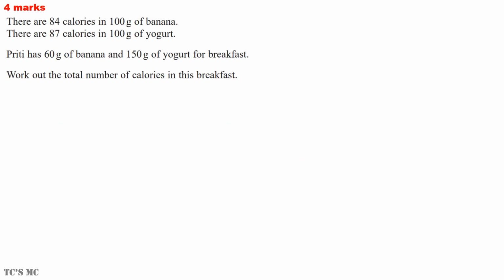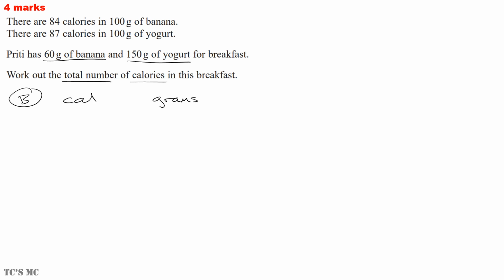There are 84 calories in 100 grams of banana. There are 87 calories in 100 grams of yogurt. Preeti has 60 grams of banana and 150 grams of yogurt for breakfast. Work out the total number of calories in this breakfast. Start with the banana. We're working with calories and grams.